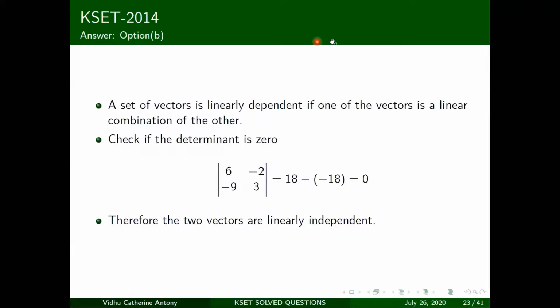I think I made a typo here. This should have been the two vectors are linearly dependent, not independent. Let's move on to the next option. Next question.